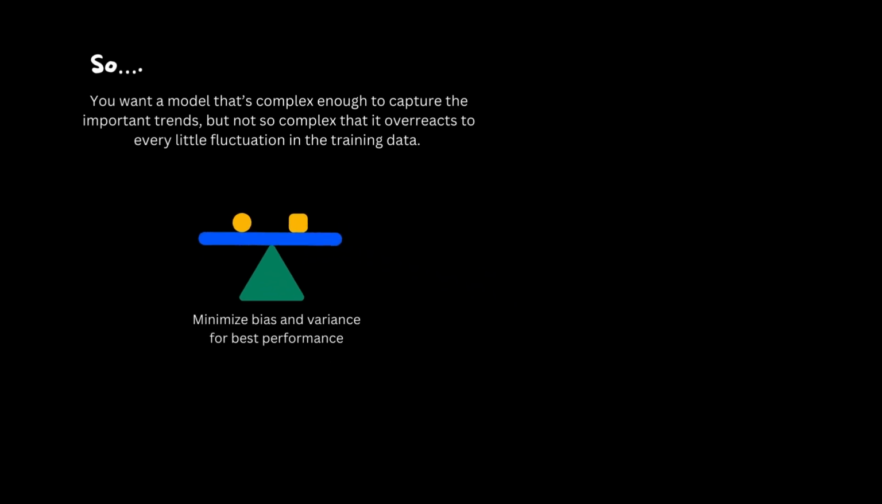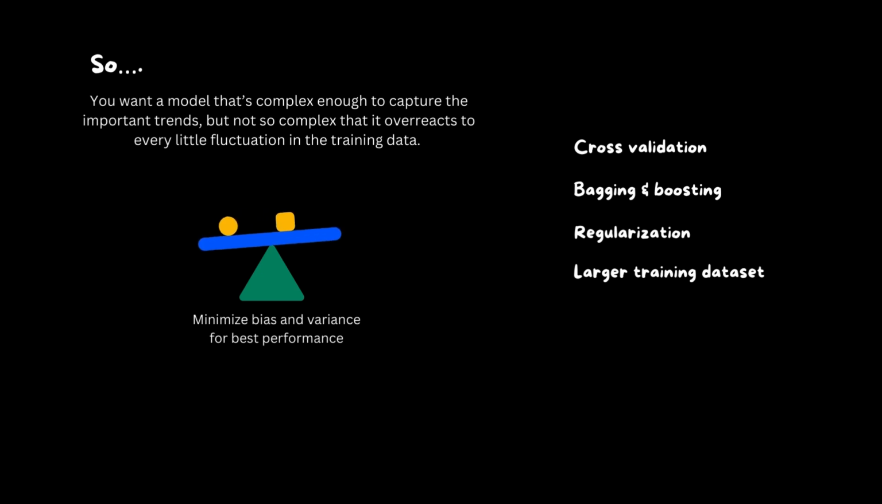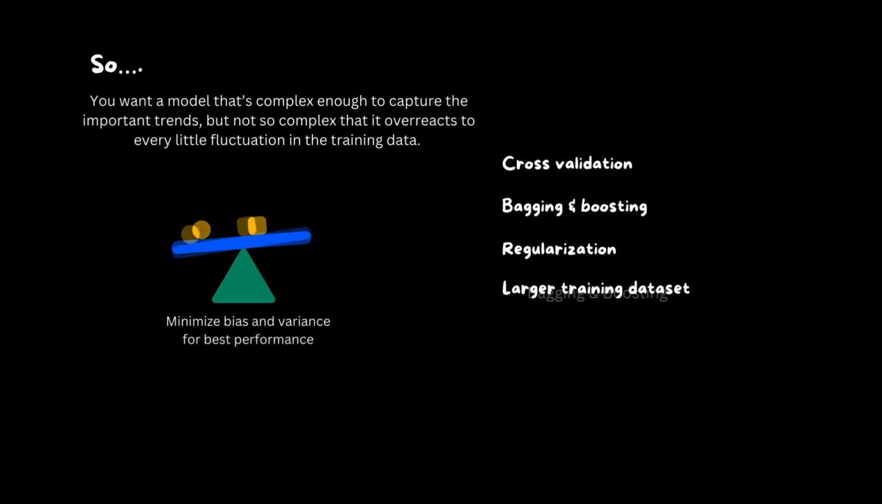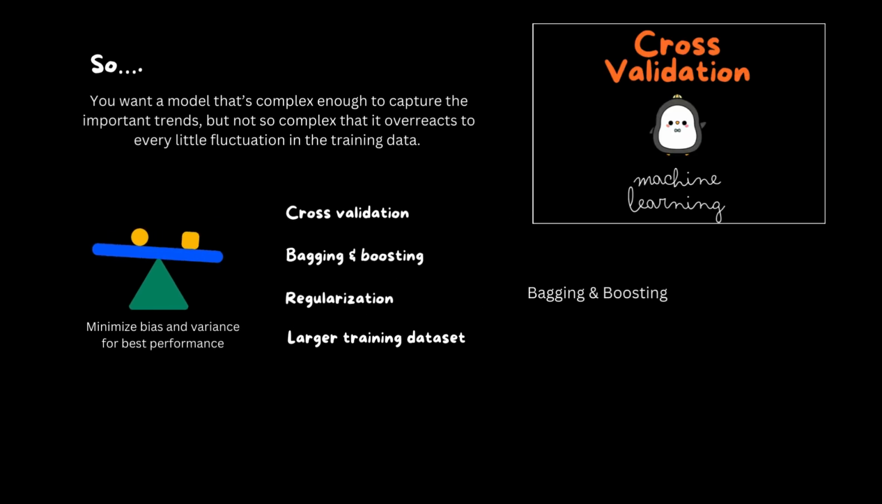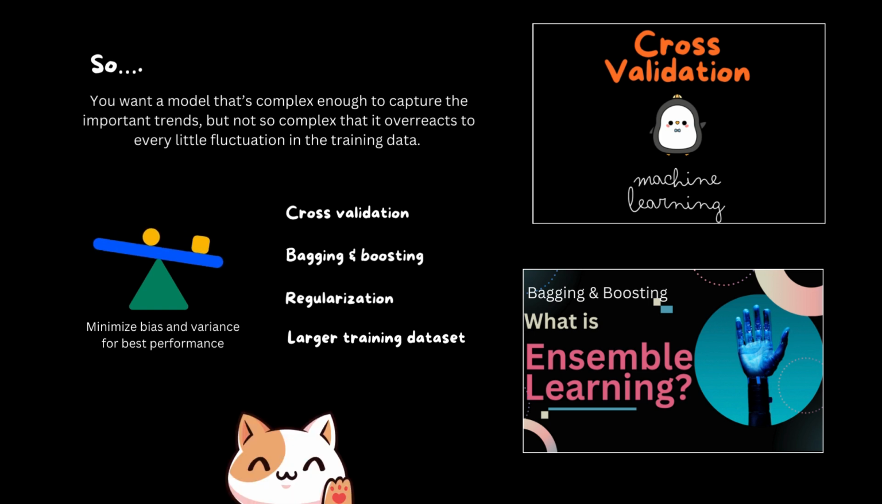To have a good balance between bias and variance, we can use cross validation, ensemble methods like bagging and boosting, and regularization techniques. Using a larger training dataset might also be a good option. You can check my videos on cross validation and bagging and boosting to understand these techniques better. I will be covering regularization techniques very soon.